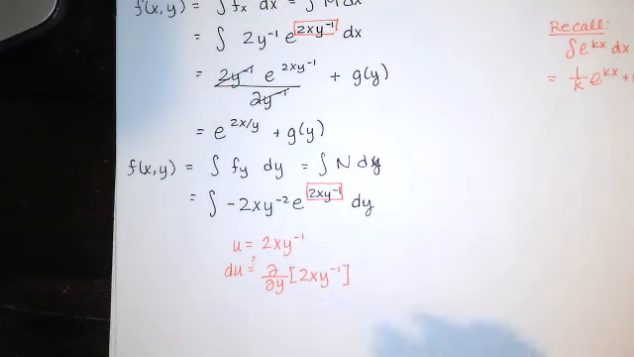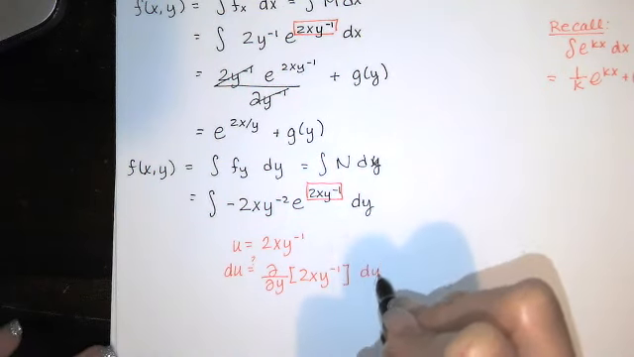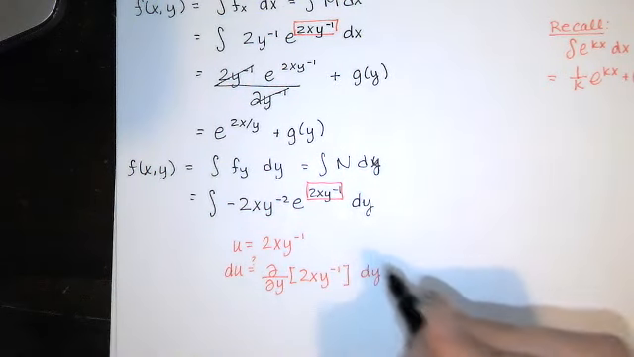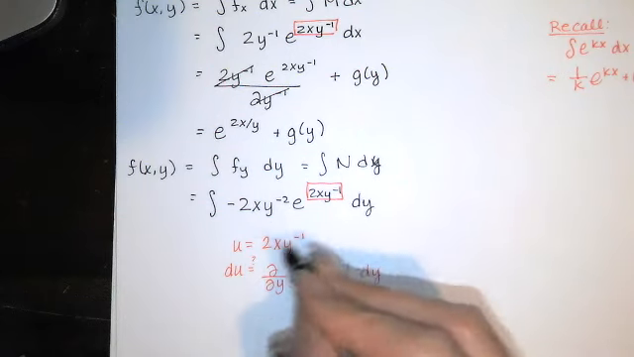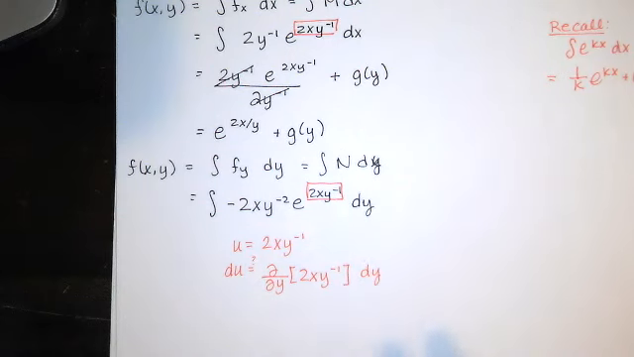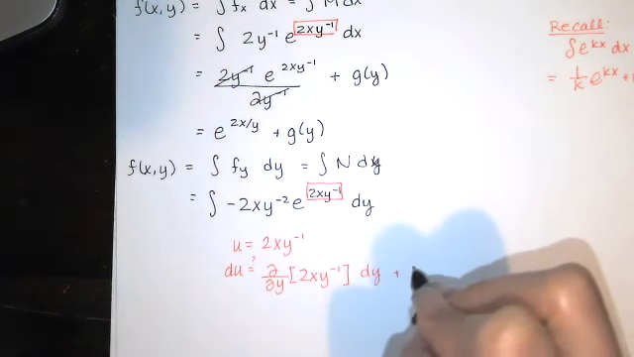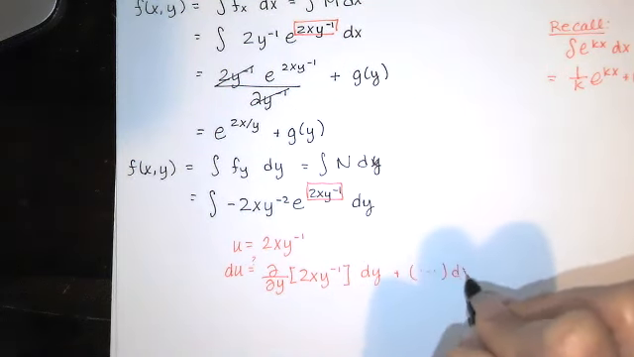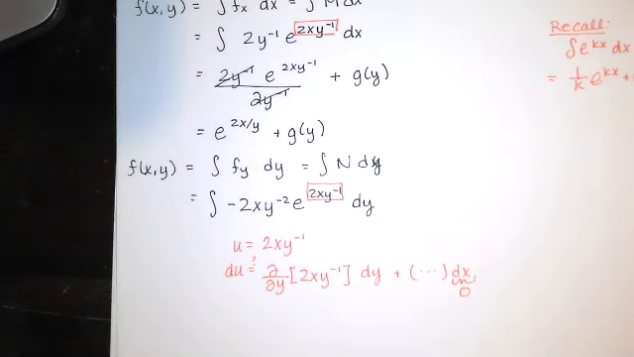It's going to be the partial of this with respect to y times dy. I guess du is this plus the partial of this with respect to x times dx, but we're assuming that x is held constant right now. So you have some function times dx. dx is held constant, so this is 0. So it's gone.